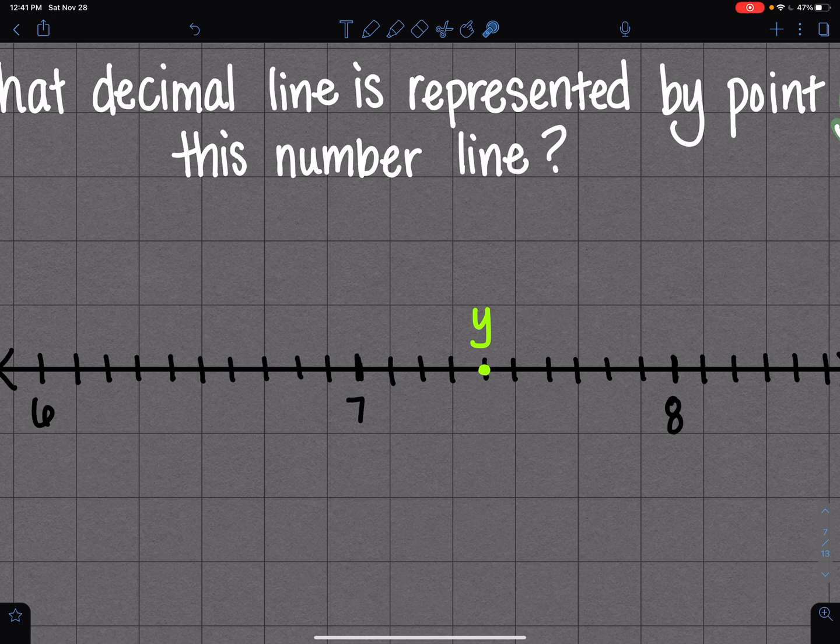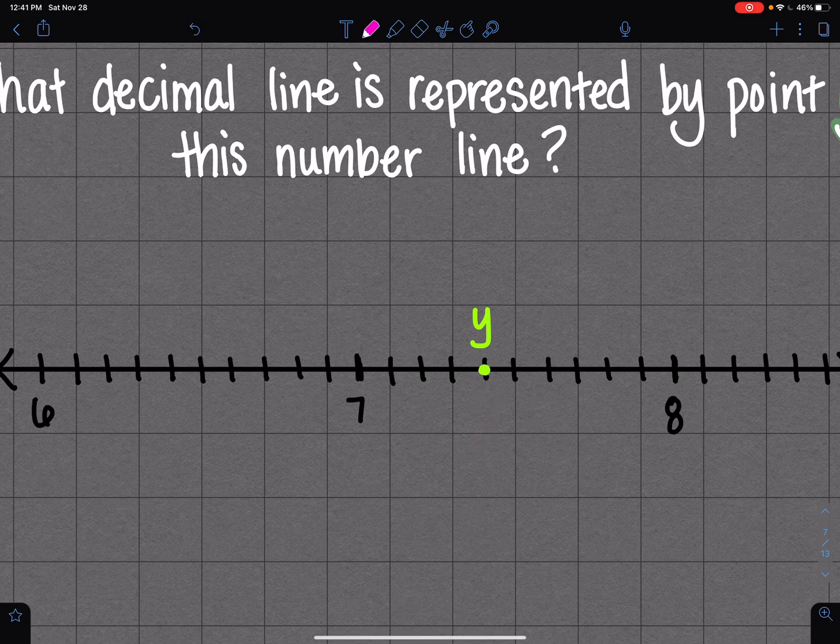So let's count. We've got 1, 2, 3, 4, 5, 6, 7, 8, 9, 10. I tried to draw it as carefully as I could, but I know the segments are not totally even. So the distance from 7 to 10 has definitely been divided into 10 smaller segments. And this point Y, if you notice when I was counting, it's on the 4th segment over.